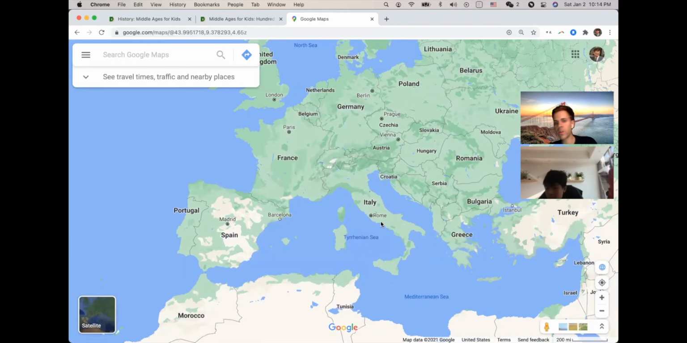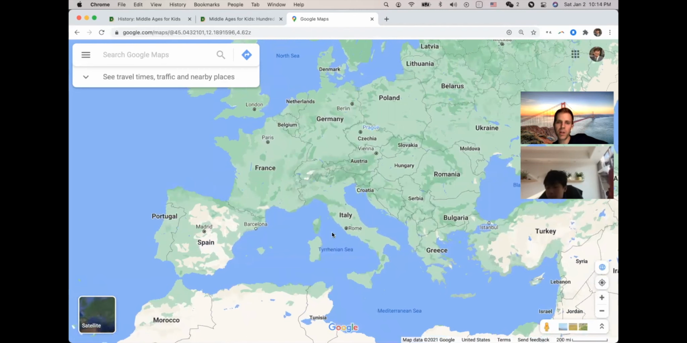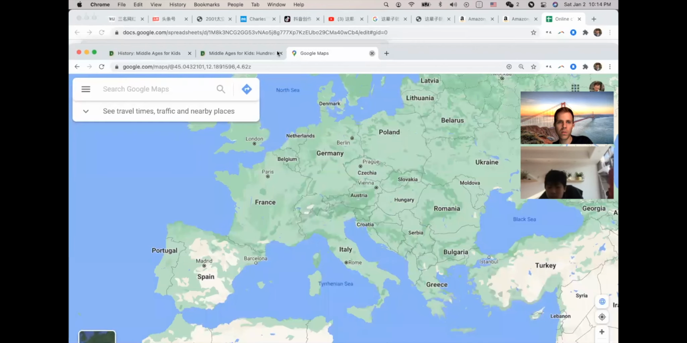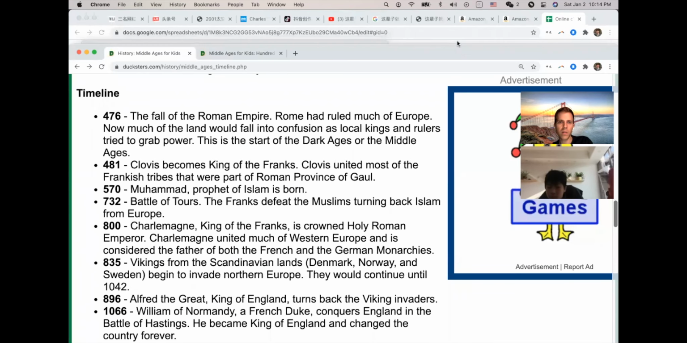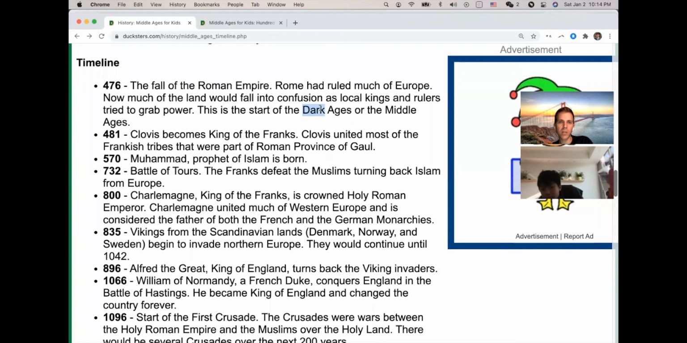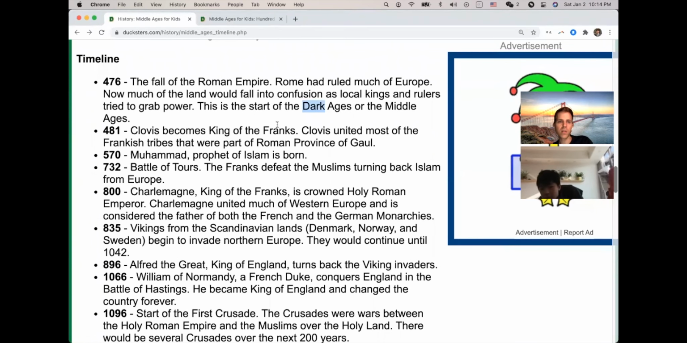Okay, so this is Rome. It's in the southern part of Europe, right here in the middle, towards the bottom. So here it is. Cool. Okay, let's go back. All right. This is the start of the Dark Ages. The fall of the Roman Empire was a long time ago.